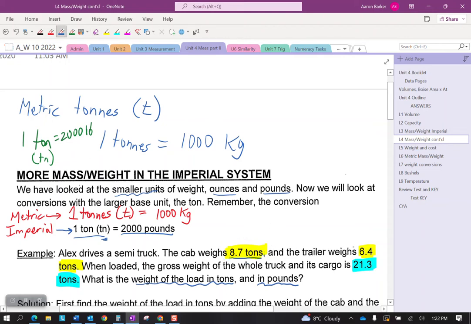And the trailer is 6.4 tons. And you know that because they have to tell you that by law. You have to know that information. It's in the owner's manual. And you'll actually write it in your notebook. You'll keep that handy. Okay?